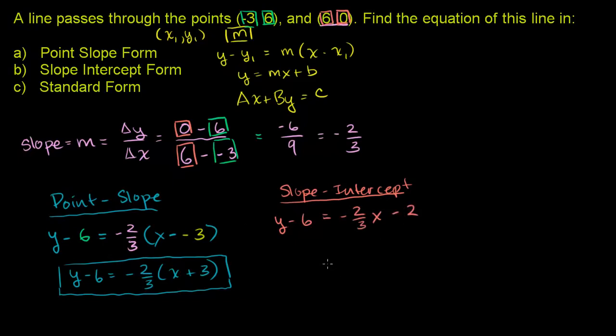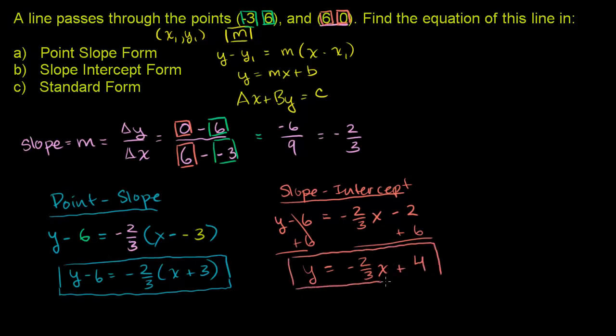And now to get it in slope-intercept form, we just have to add the 6 to both sides, so we get rid of it on the left-hand side. So let's add 6 to both sides of this equation. Left-hand side of the equation, we're just left with a y. These cancel out. You get y is equal to negative 2/3 x. Negative 2 plus 6 is plus 4. So there you have it. That is our slope-intercept form, mx plus b. That's our y-intercept.